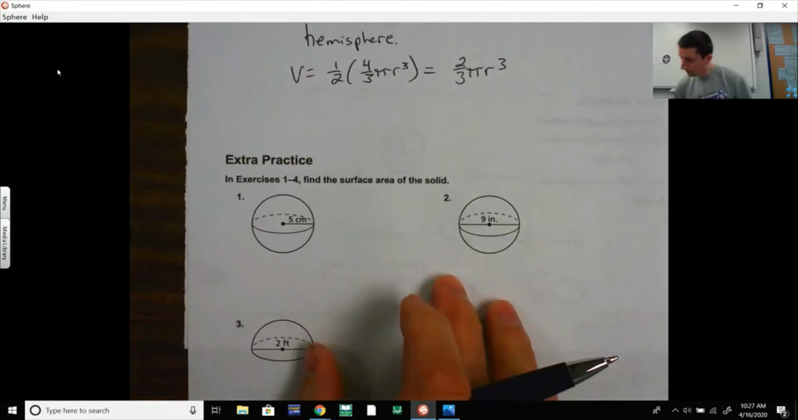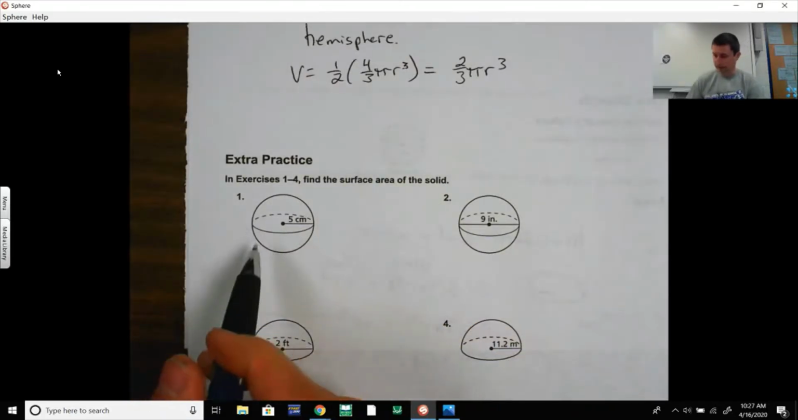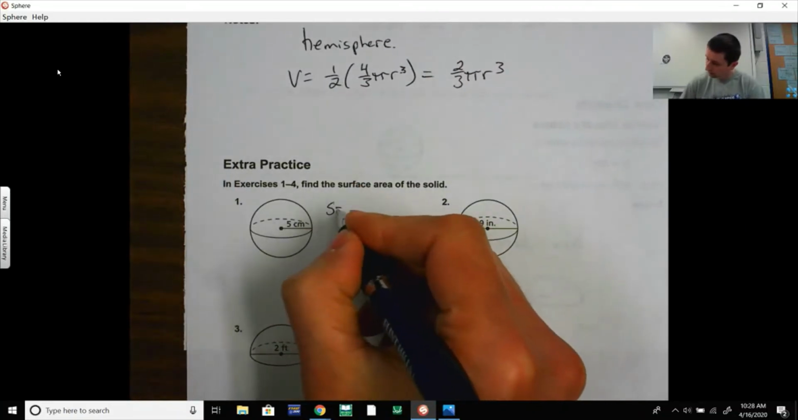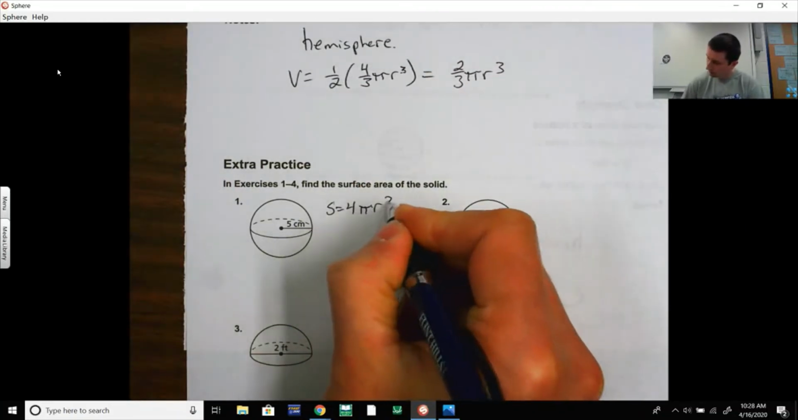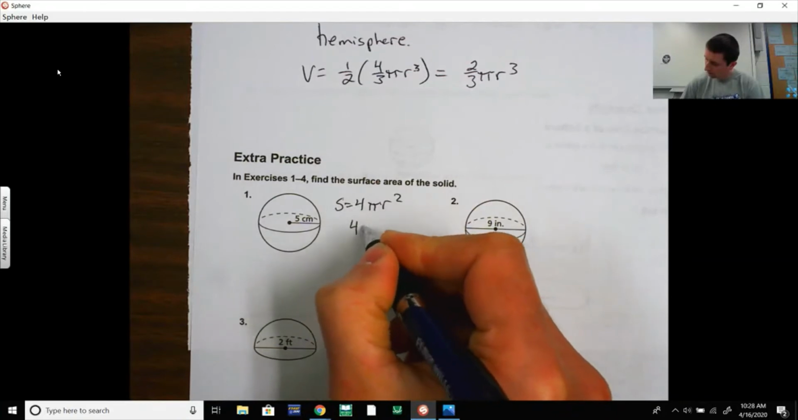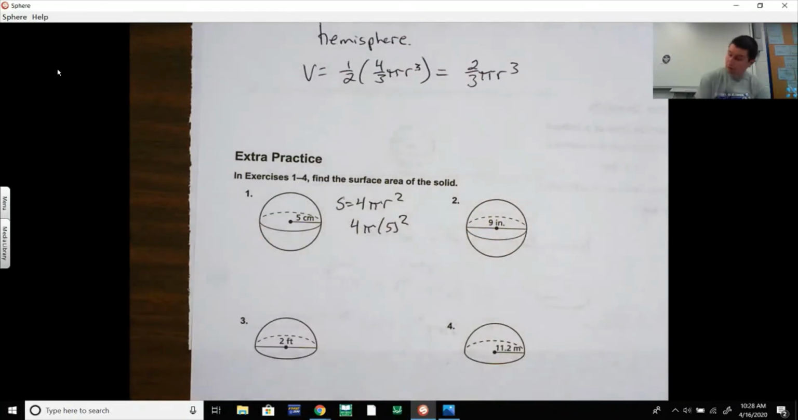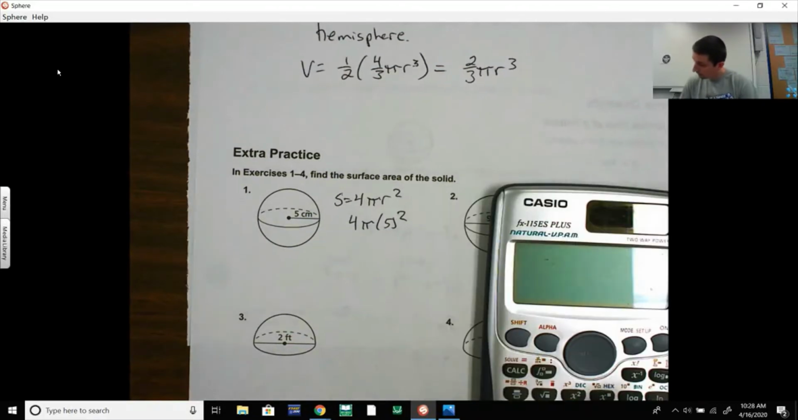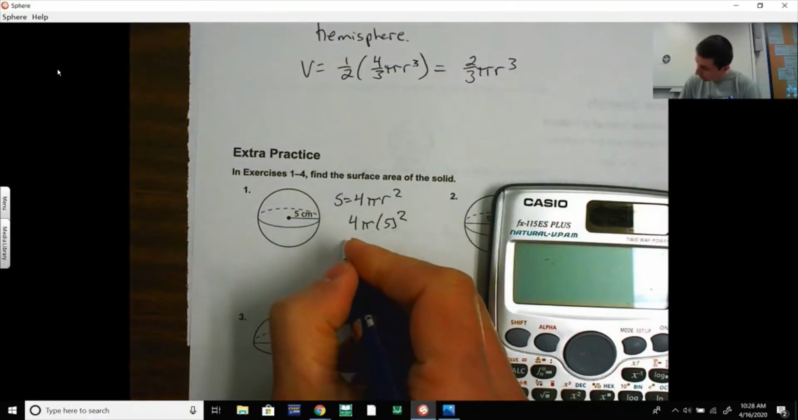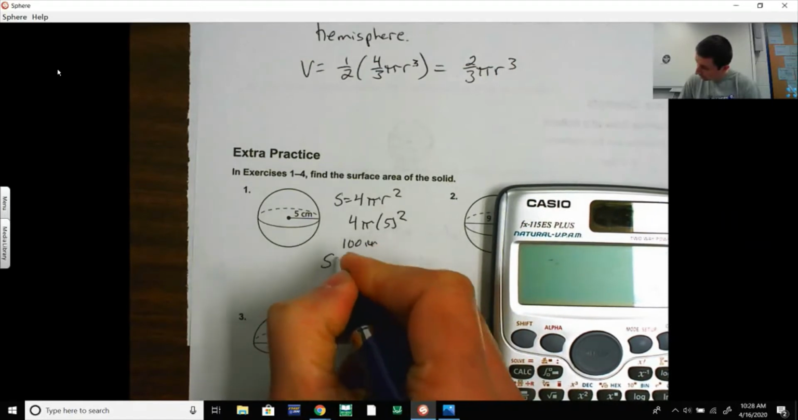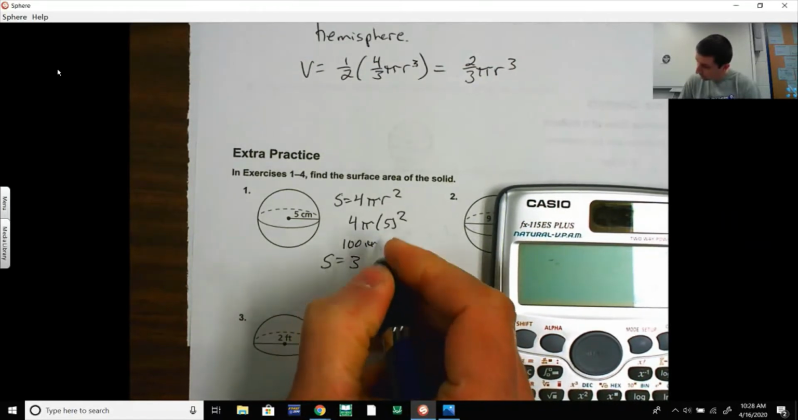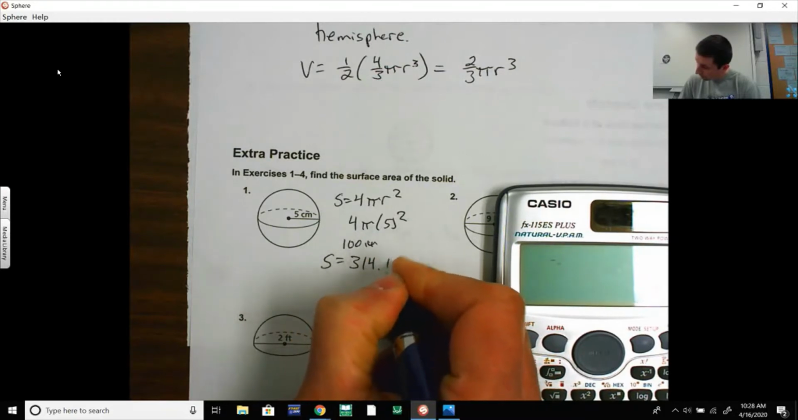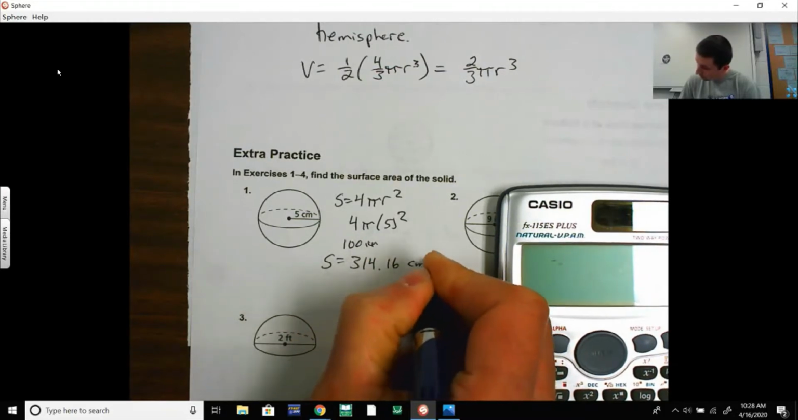Okay, so find the surface area of the solid. And the solid here is going to be spheres or hemispheres. So the surface area is 4 pi r squared. So 4 times pi times 5 squared. It is just that simple for us. 5 squared is 25. 25 times 4 is 100 pi. The surface area would be about 314.16 square centimeters.